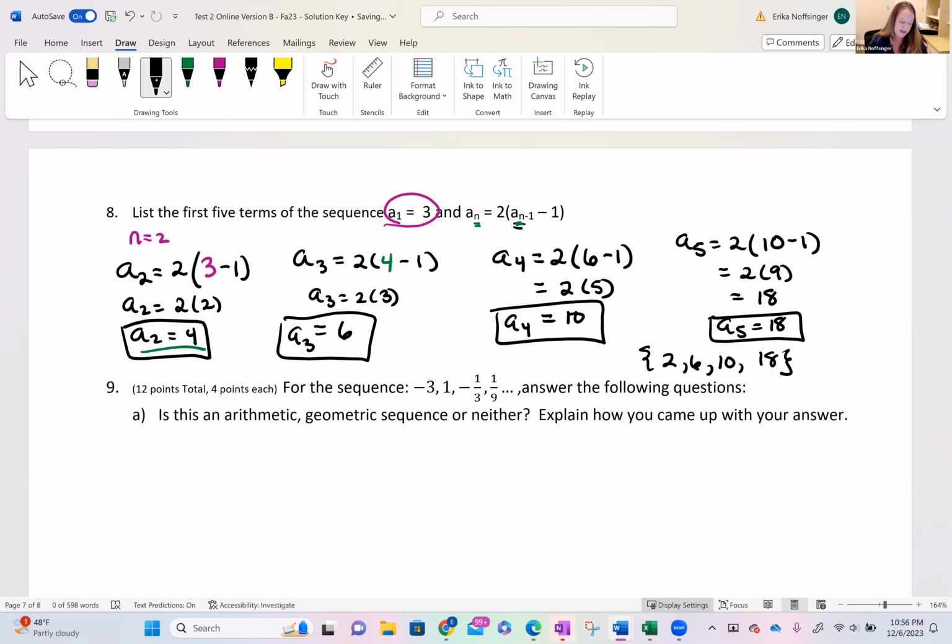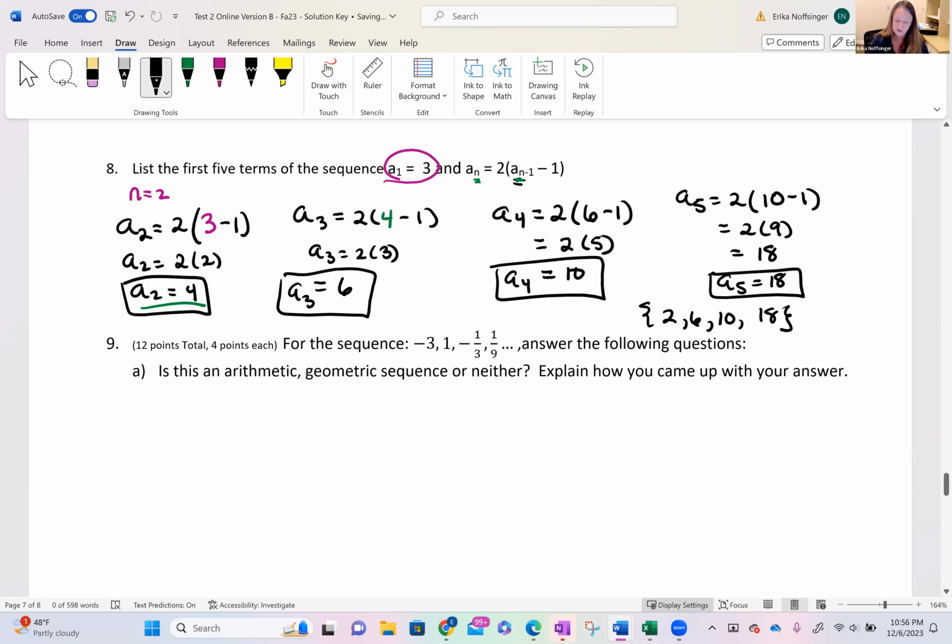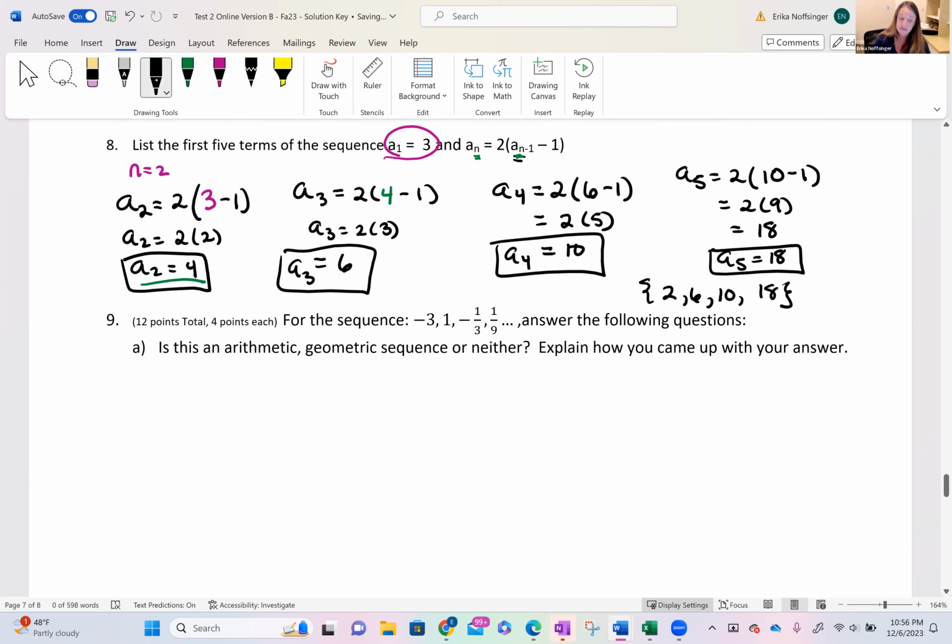So the next part says for the sequence -3, 1, -1/3, 1/9, answer the following question. Is this an arithmetic, geometric, or neither? Explain how you came up with this answer. So looking at this, I can tell what my first term is. A sub 1 is -3.